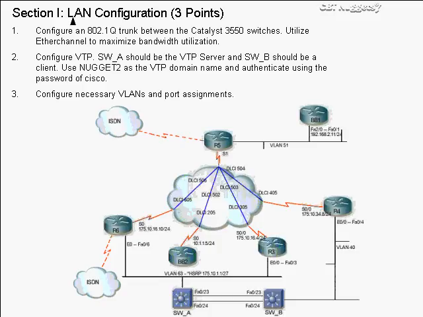Here's the LAN configuration and the objectives. First, we need to configure an 802.1Q trunk between the 3550 switches and utilize EtherChannel to maximize that utilization. That's down here between these switches. Then configure the VLAN Trunking Protocol. Switch A should be the server, B should be the client. We should have Nugget 2 as the VTP domain name and authenticate using a password of Cisco.